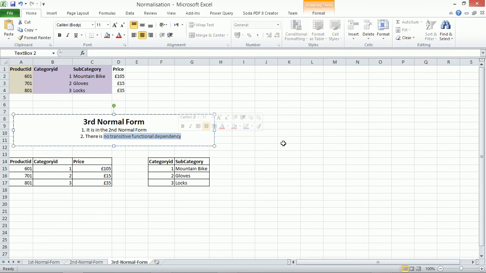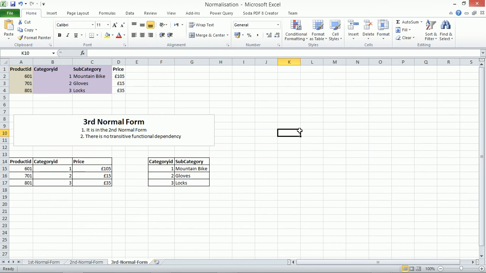Now, what is transitive functional dependency? A transitive functional dependency is basically a dependency where A depends on B and B depends on C, and because B depends upon C, there is a relationship that A also depends upon C, but not directly. So if you look at this example here, we have product, we have category, and we have a price.